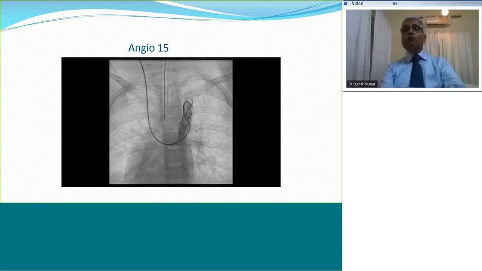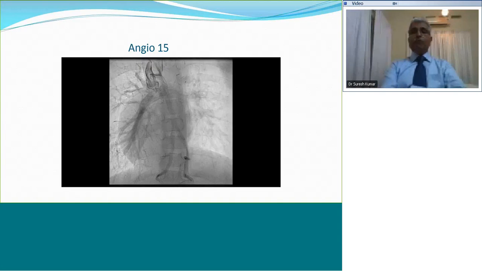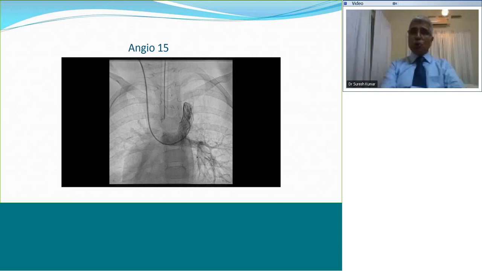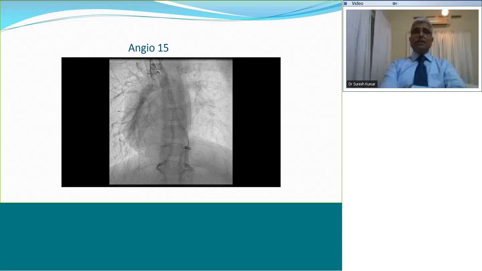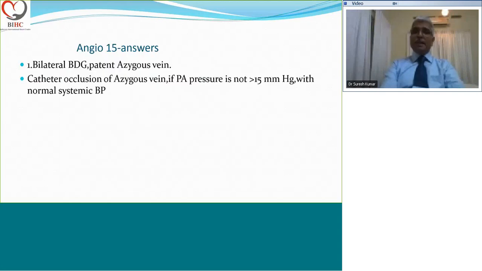And what will you do for this? If you find such a situation, you would like to occlude that veno-venous collateral, provided you can demonstrate that the PA pressures are okay with balloon occlusion. So if you are occluding that, you should be able to demonstrate with a balloon occlusion first that the PA pressure is not more than 15 millimeters of mercury and that the systemic blood pressure is not dropping. Then only you can do this. Okay?